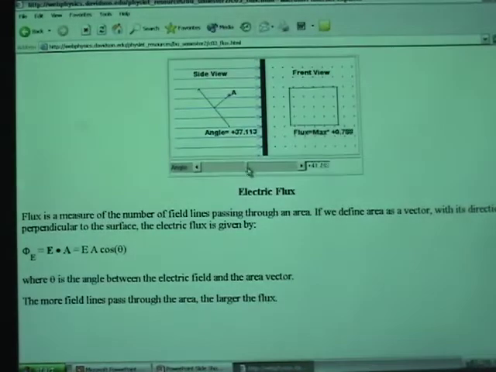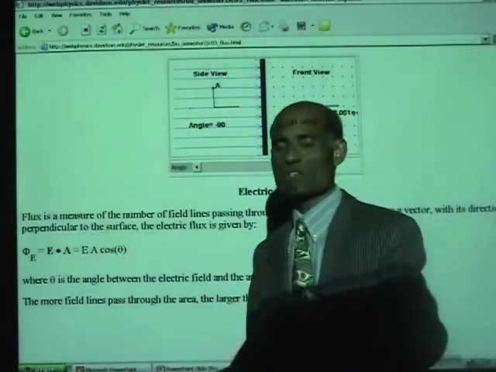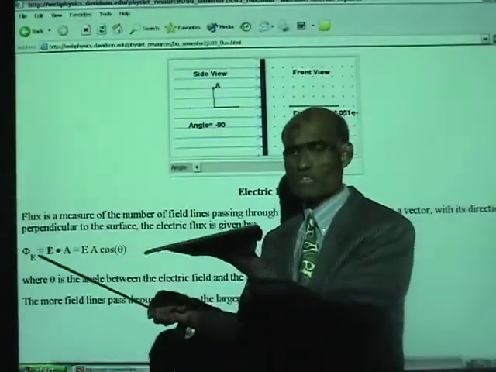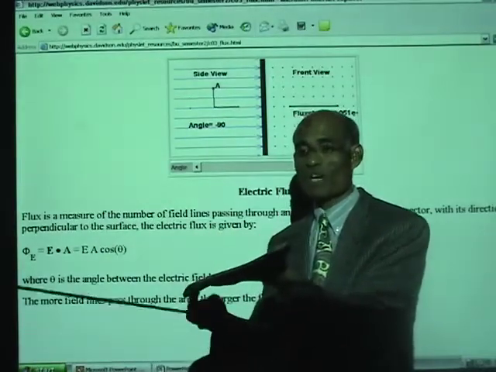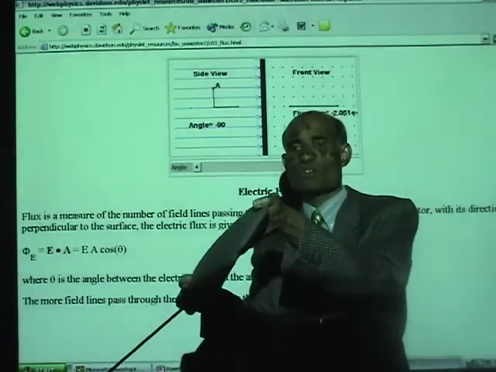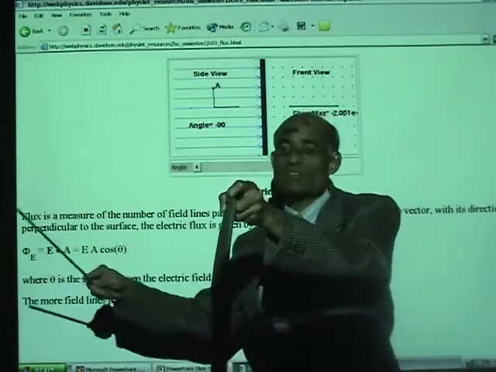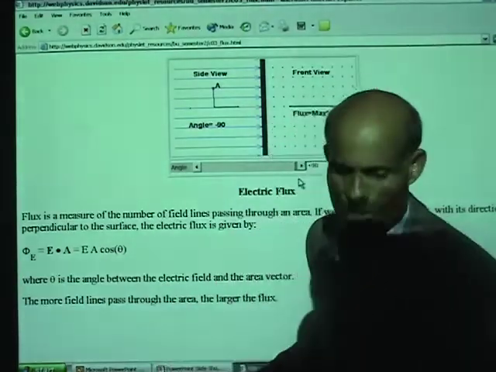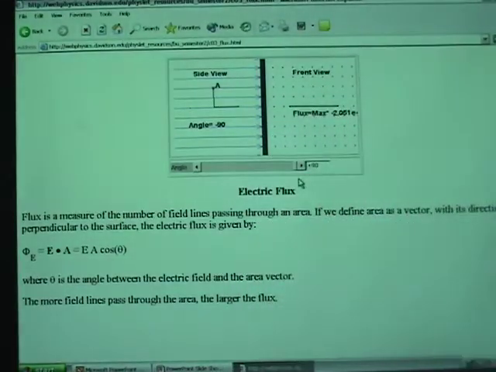So as the angle increases, you see the flux crossing the area will become less and less. And now, ultimately, when that area is parallel like this, there are no field lines cutting the area. And now, if I keep increasing the angle, the number of lines cutting will also increase. And finally, the number becomes maximum when the area is at right angles to the field lines. Let me take that away.